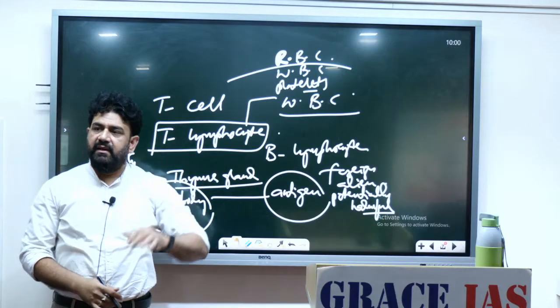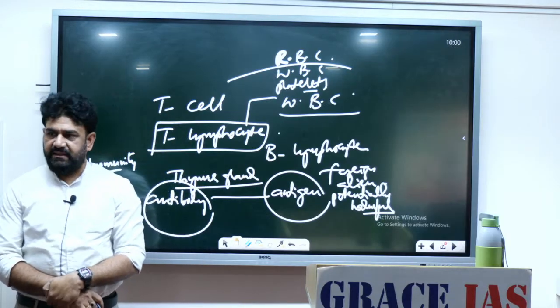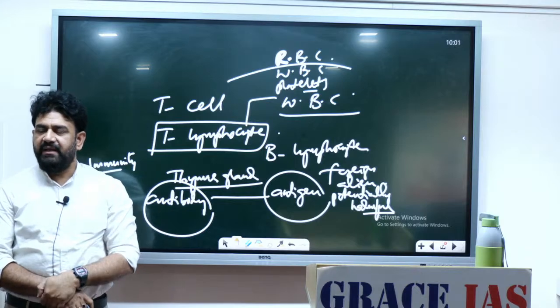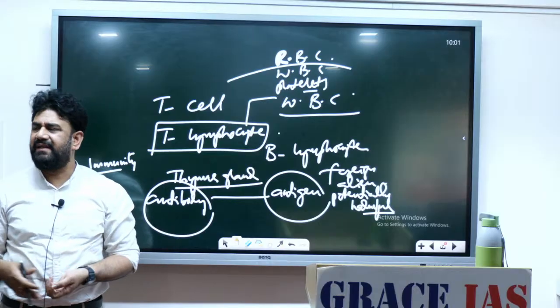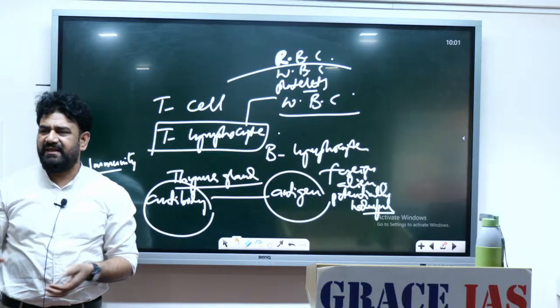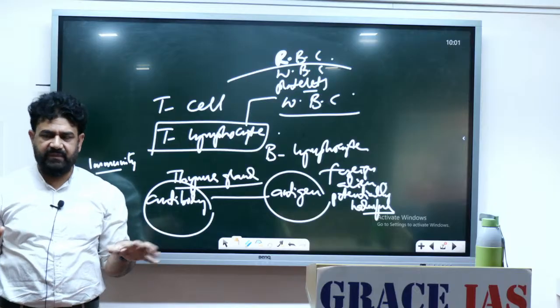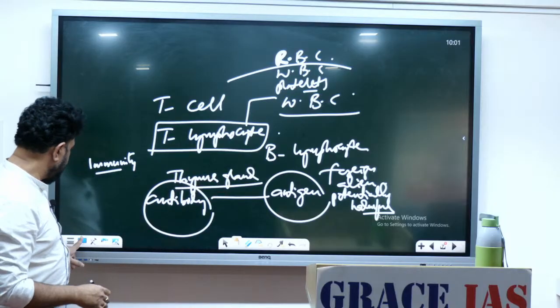Immunology is the branch of medical science which deals with immunity. There are different types of immunity: acquired immunity, innate immunity, natural immunity, and then we have immunization, vaccination, a lot of things. We will talk about them. Yes. So, of course, we have that also.